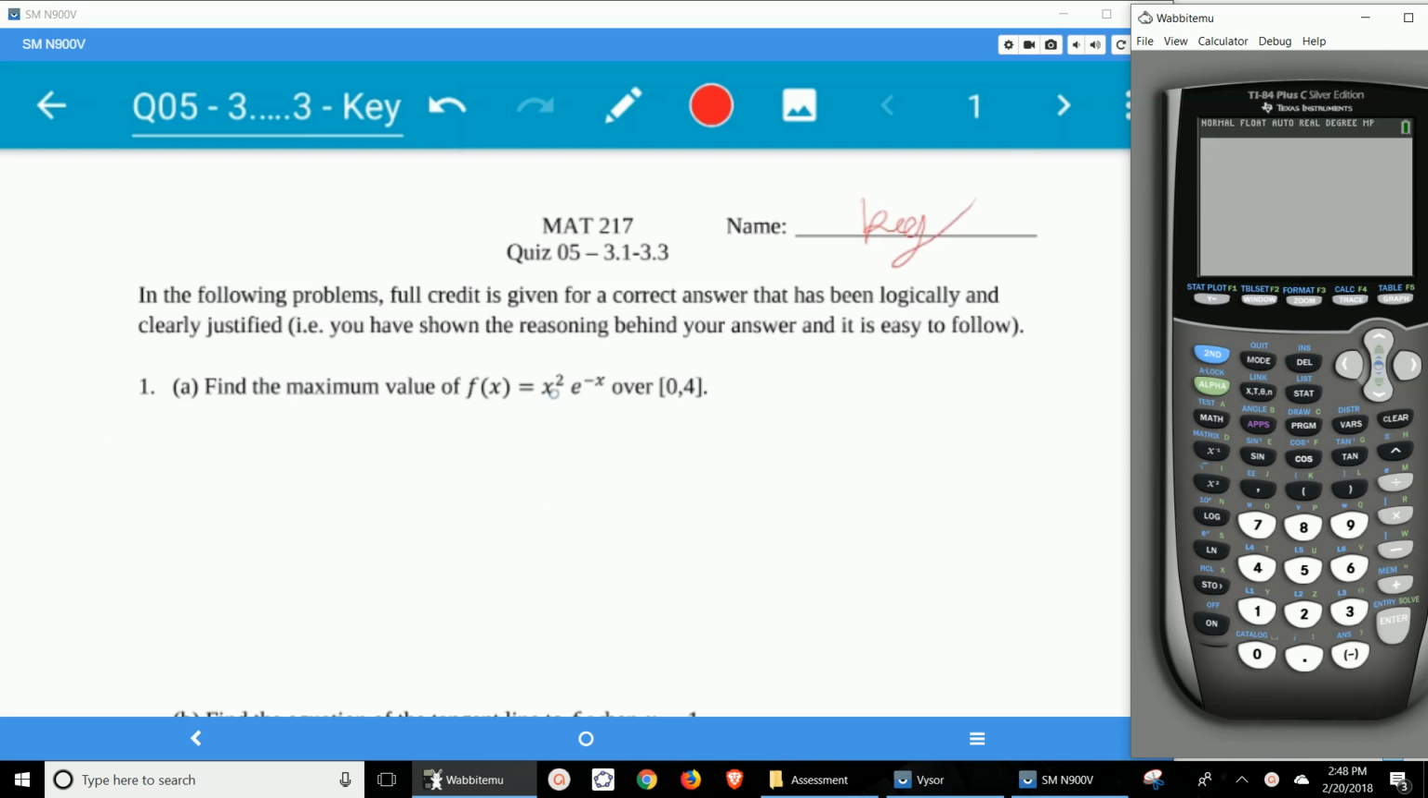Quiz 5. Find the maximum value. So we need to check f at 0 and 4 because those are the endpoints. Put 0 in, you get 0. If you put 4 in, you get 16 over e to the 4. So what is that? So that's 0.29 basically. But then we also have to see if there's any critical points in that interval.